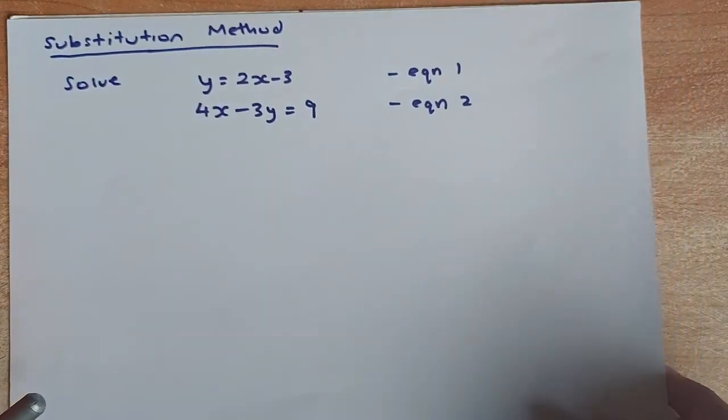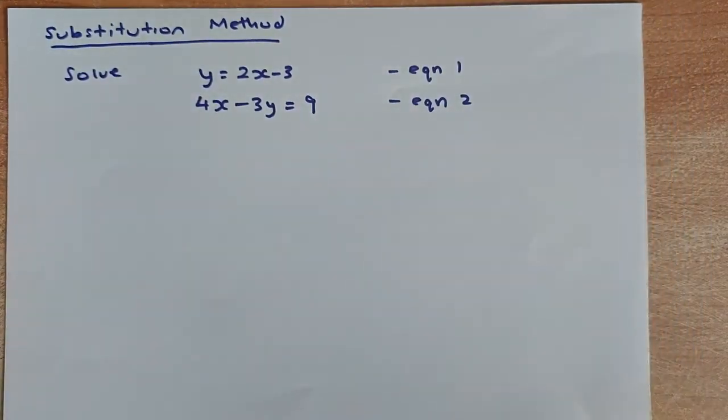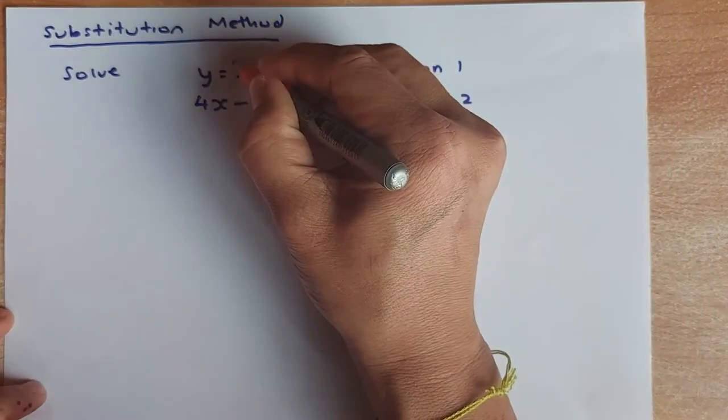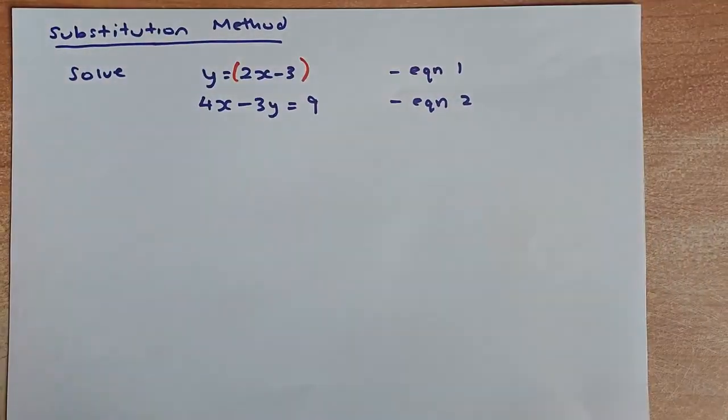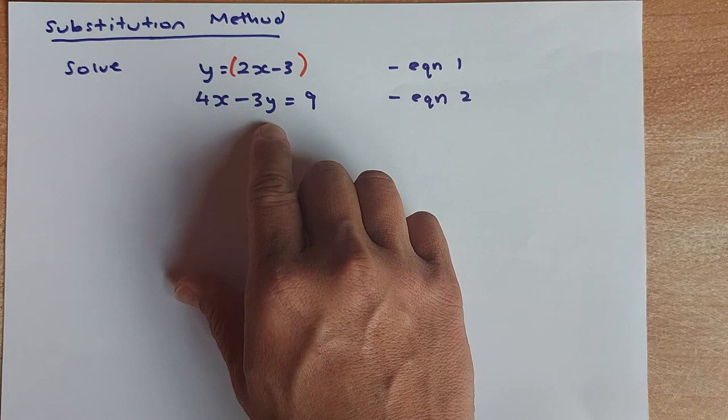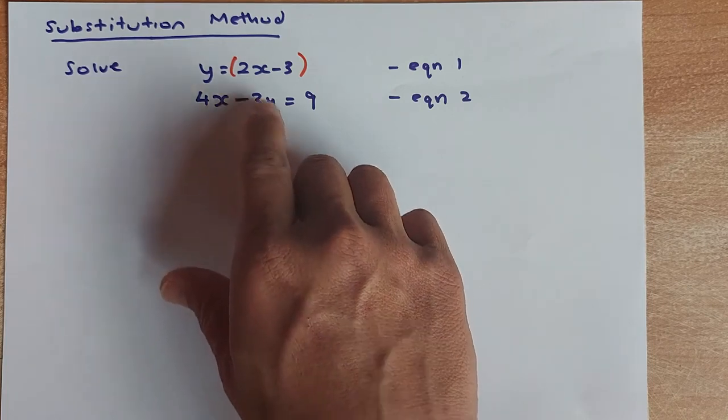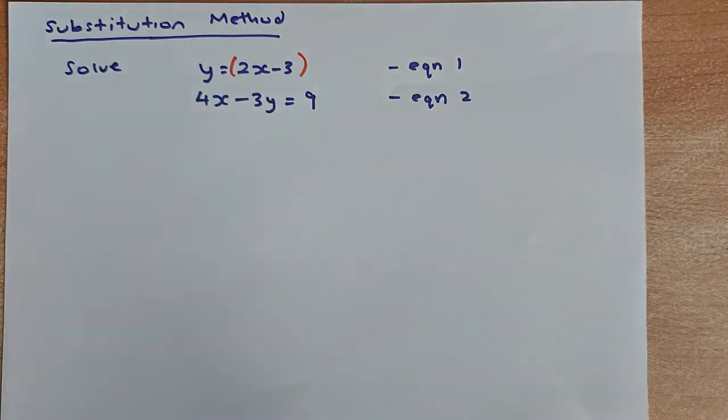Okay, the next method we're going to do is called the substitution method. The substitution method is slightly different. You are given y is equal to 2x minus 3. And now what happens is that whenever you see a y, you're going to replace that y with this equation. So let's work it out now, okay?